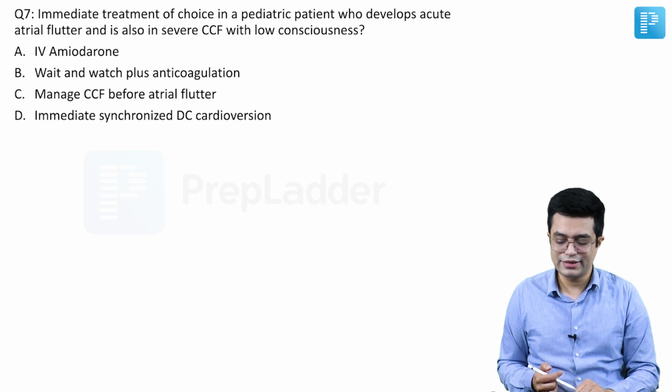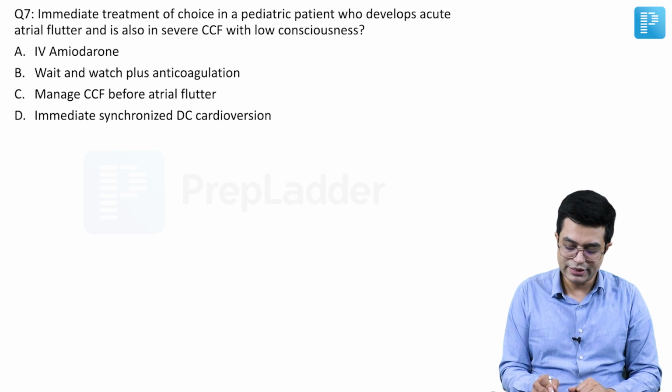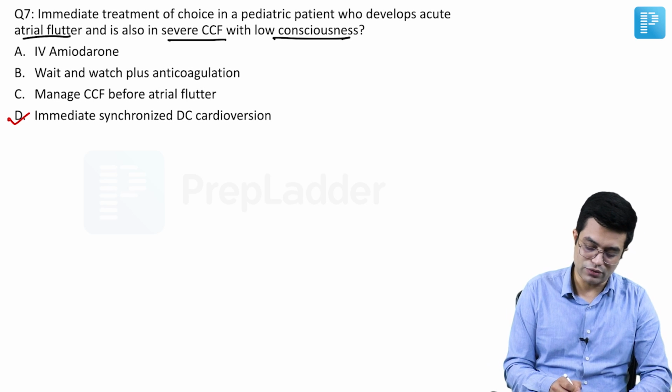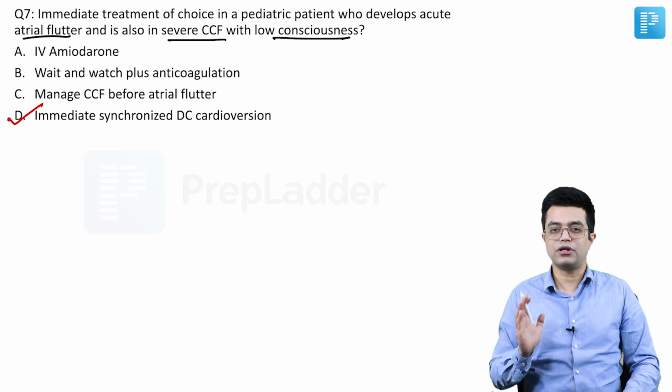Now go back to the question and see. You will find that the patient is having atrial flutter, severe CCF with low consciousness. What are you going to do? You are going to do immediate synchronized DC cardioversion. That is your answer of choice.